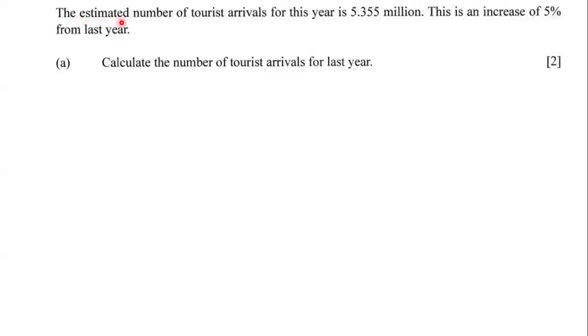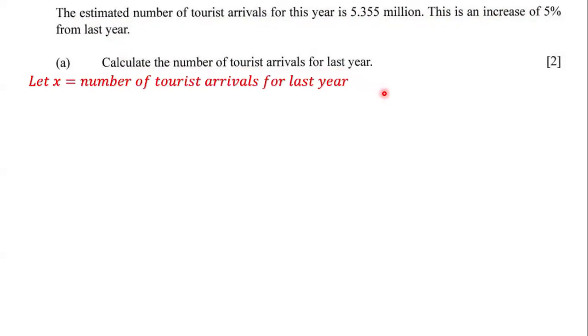The estimated number of tourist arrivals for this year is 5.355 million. This is an increase of 5% from last year. Calculate the number of tourist arrivals for last year.